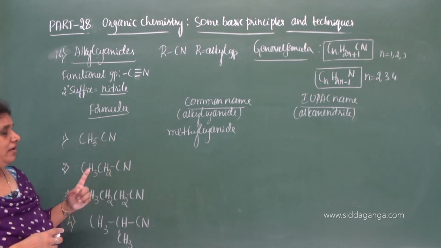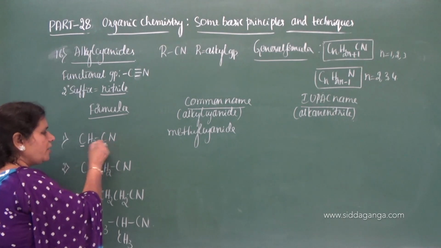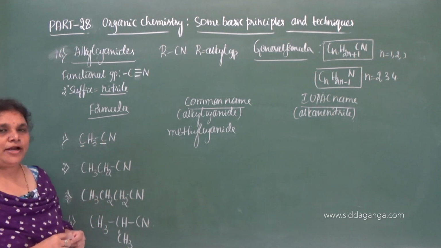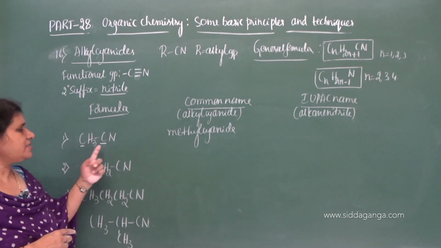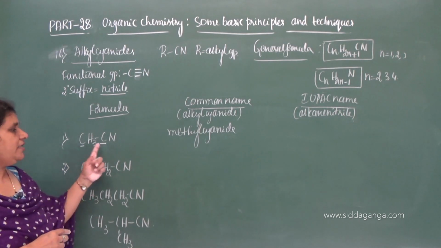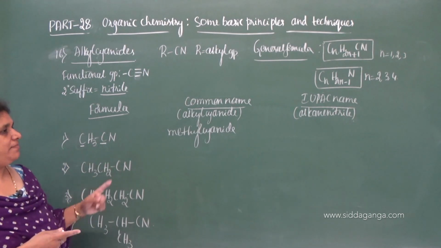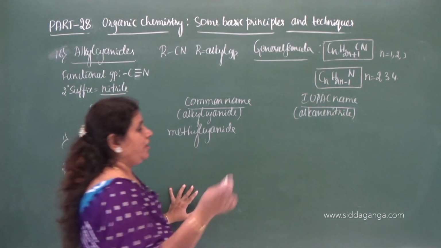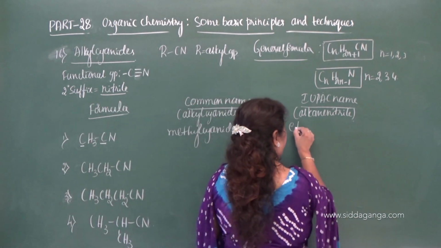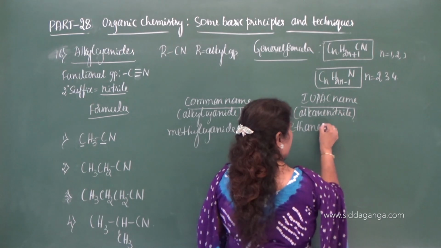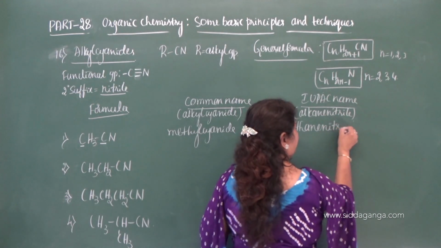Then what is the IUPAC name? Here you need to consider 2 carbon atoms including the carbon atom of the cyanide group, and hence the name of the alkane is ethane. Sorry, we need not replace the terminal E here. Then it becomes ethane nitrile.